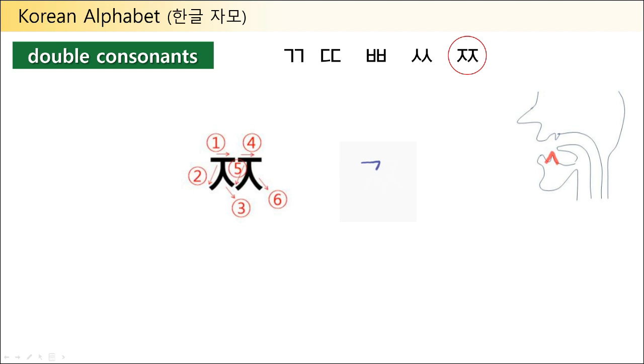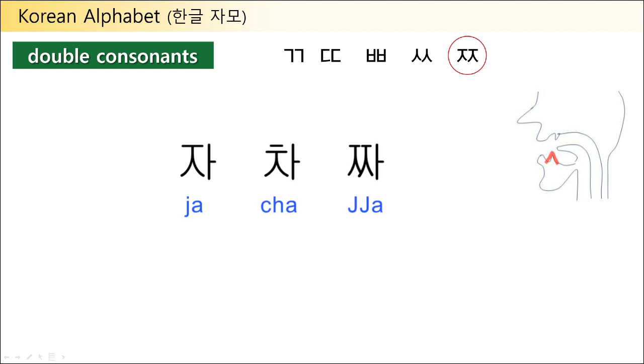You should write it correctly in the order shown in the picture. What are the differences in pronunciation between these three letters? Listen carefully to each sound.